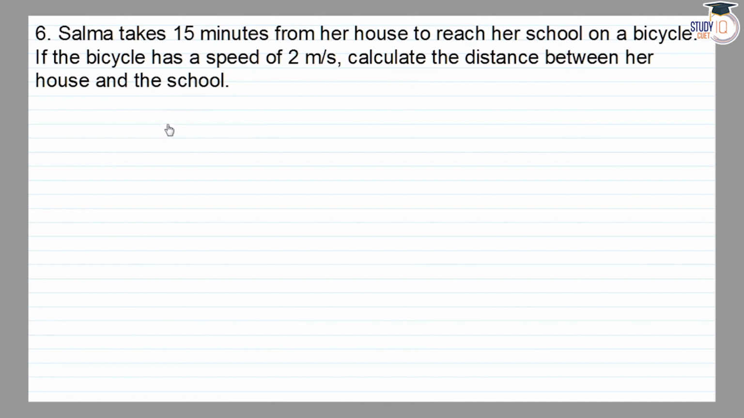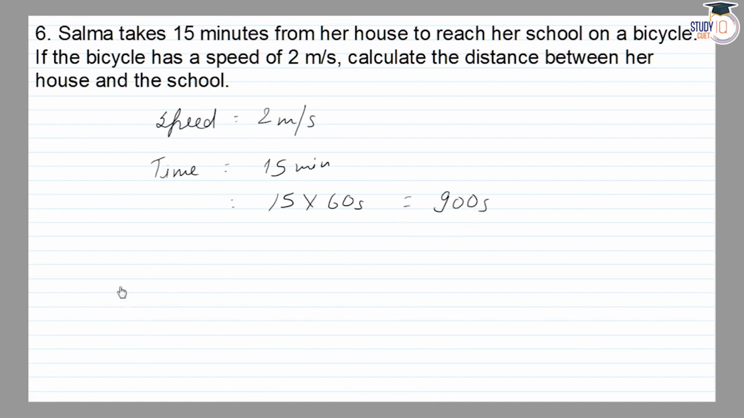So, the speed is 2 minutes per second. Total time is 15 minutes. So, the distance is speed multiply time, 15 multiply 60 seconds. सबसे पहले हम इसको सेकेंड में चेंज करते हैं.